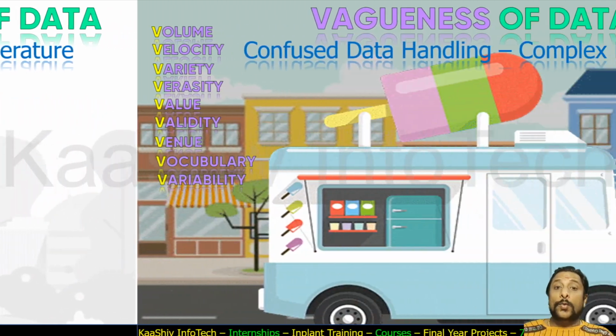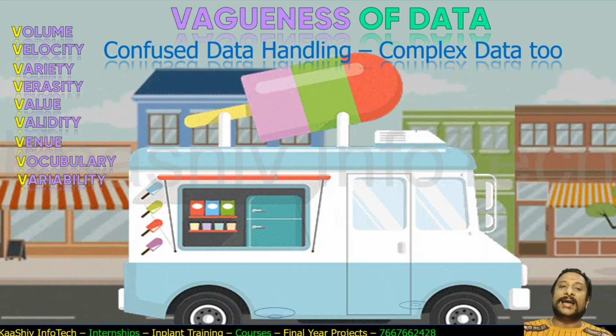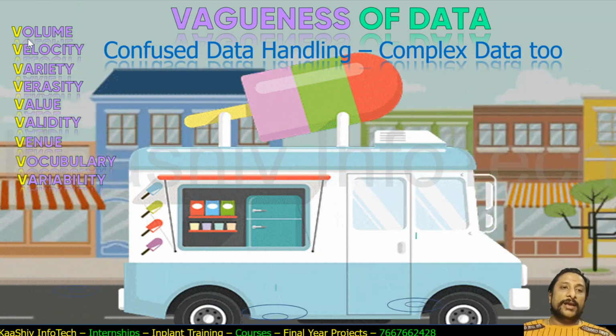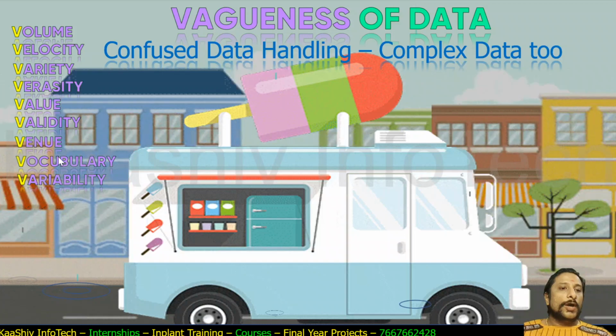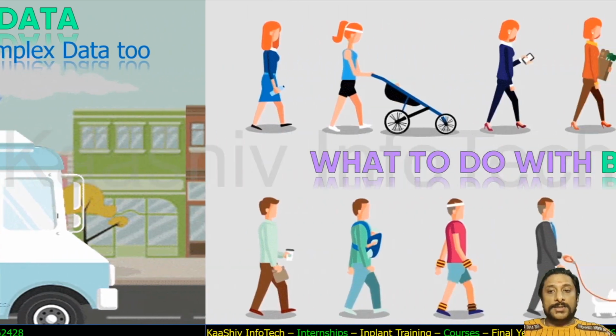So, and finally, vagueness. Maybe the data is confused. A complex data, whatever things you are, like it can handle. So as I told you, big data will handle volume, any kind of volume, velocity, variety, veracity, value, validity, vocabulary, variability, and vagueness of any kind of data. That's why big data becomes real famous.